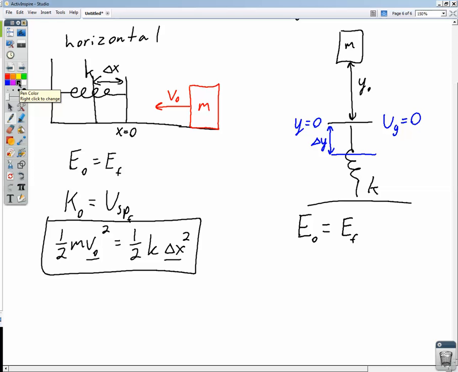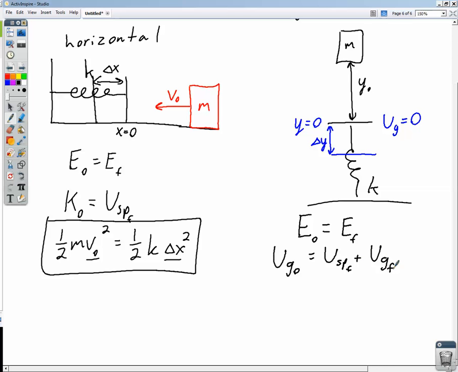So at the start, the system has no spring potential because the spring is not stretched or compressed. We have gravitational potential because the mass is above our reference level, and we have no kinetic energy. So we're just looking at UG initial. And finally, when the mass has compressed the spring, we still have no kinetic energy in the system. It's at rest. The mass has compressed the spring, so we do have spring potential energy. And because our mass is below our reference level of gravitational potential, we also have gravitational potential energy there.